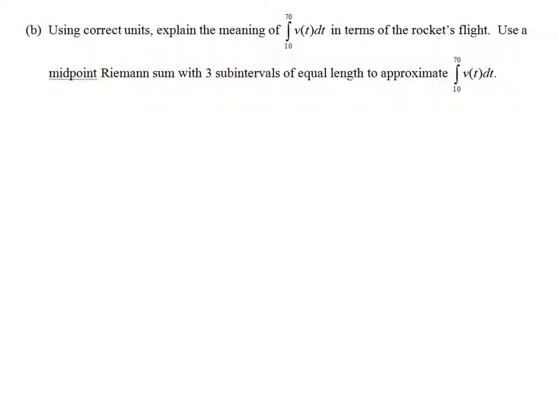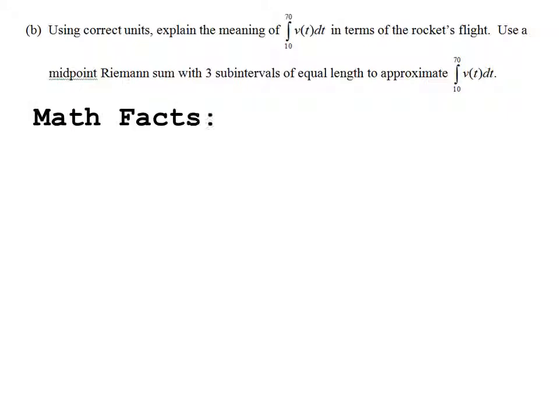Problem 3b. Using correct units, explain the meaning of the integral of v of t dt on the interval from 10 to 70 seconds in terms of the rocket's flight. Use a midpoint Riemann sum with 3 subintervals of equal length to approximate the integral.